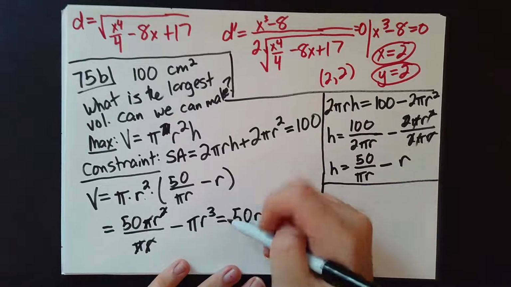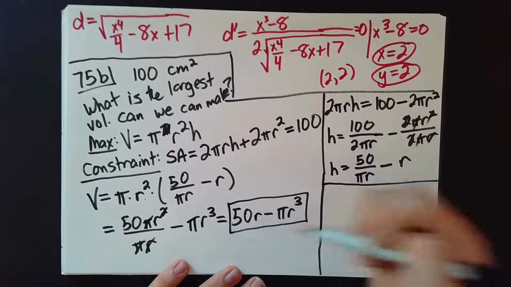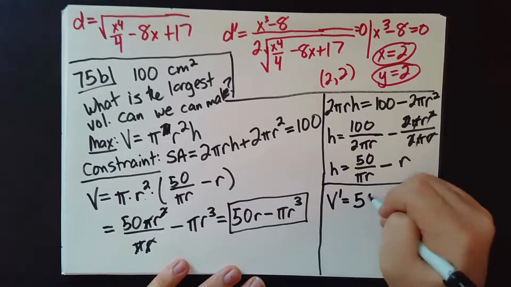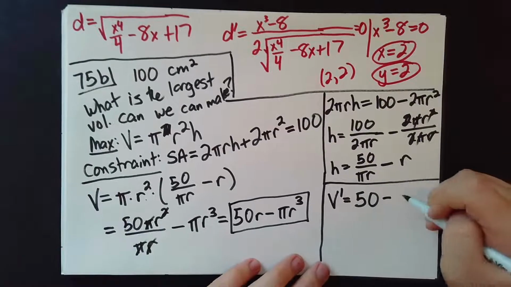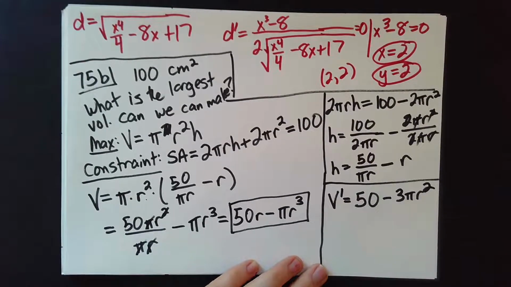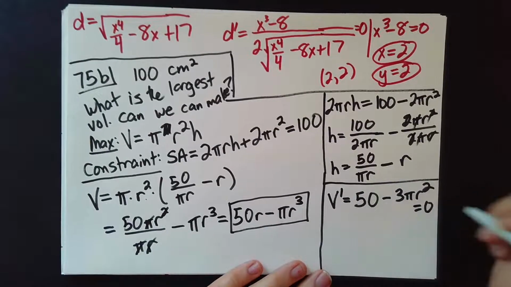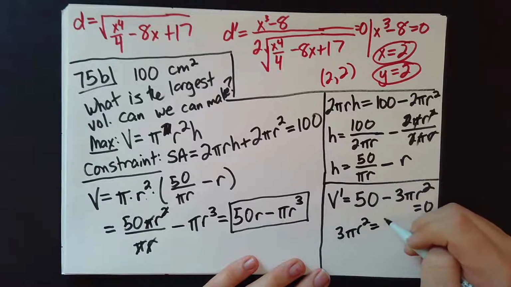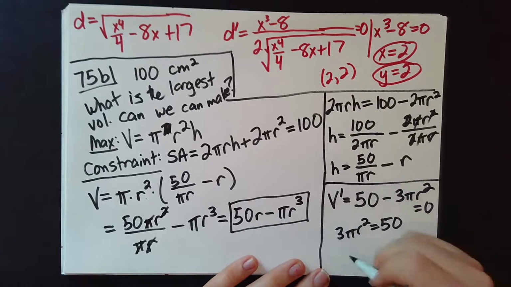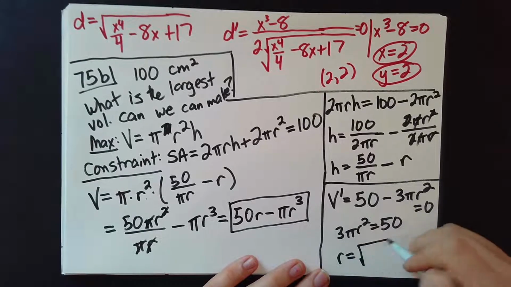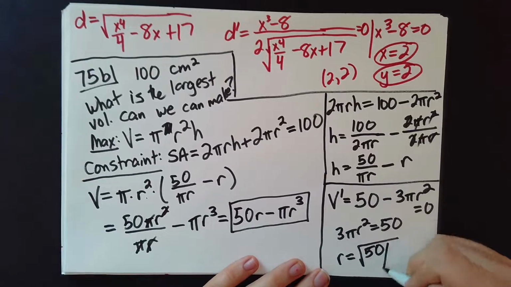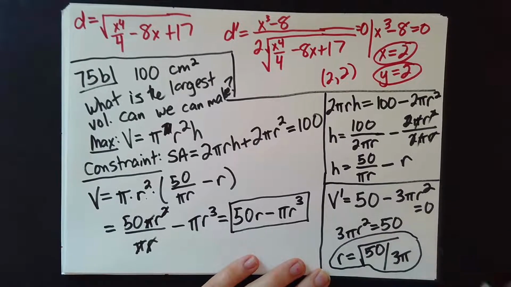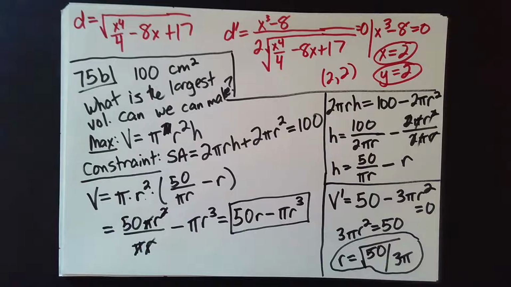And so I need to take the derivative of this and set it equal to 0, which will be that. I'll set that equal to 0, and I will get 3 pi r squared equals 50. So r is the square root of 50 divided by 3 pi. Okay, and I'll leave you to do the rest of it from there.